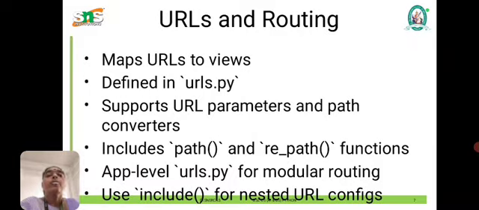URL and routing. To map a URL to views, you define it in urls.py. What are all the URLs accessed by your Django project? All the URLs are specified inside urls.py, supporting URL parameters and paths. The path is specified by the path function, path or re_path. App level is represented by level 1 and level 2. It is specified in urls.py, and the include function includes all the URL configs.